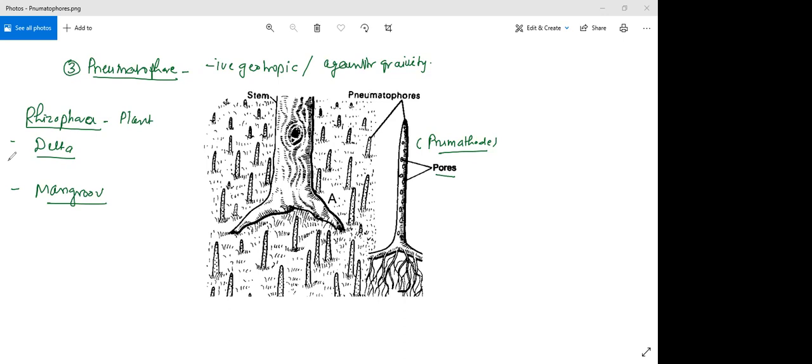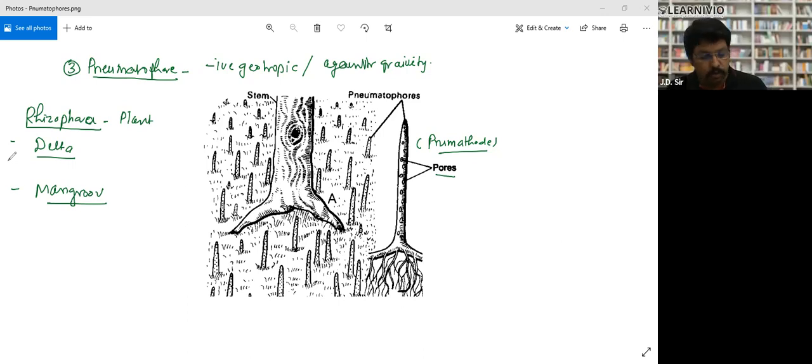Yes, sir, note it down. Mangroves are viviparous plants. So Rhizophora is there. Again, one more root.